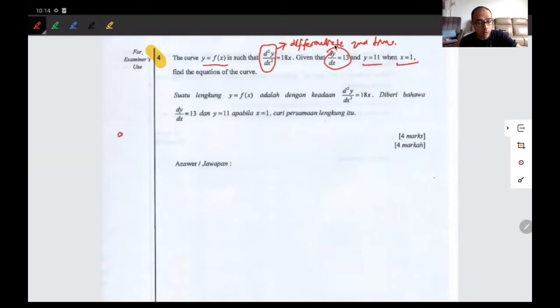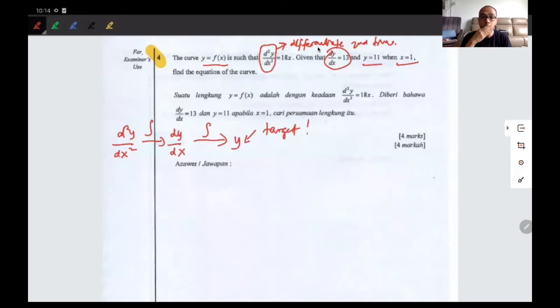So d2y dx2, kalau kita mula d2y dx2, okay, the second time punya differentiation. Kalau kita integrate satu kali, we will get dy dx. And then we integrate one more time, we will get y. This is what we want, ini kita punya target. So we want to find y. That means benda yang kita kena tahu adalah kita start dari d2y dx2. We start from here, we integrate one time, we integrate another time.